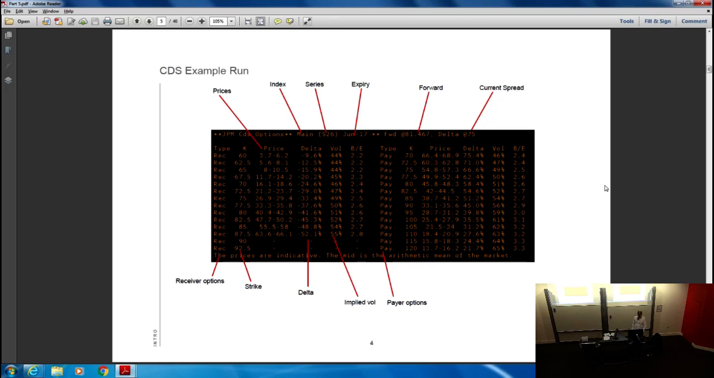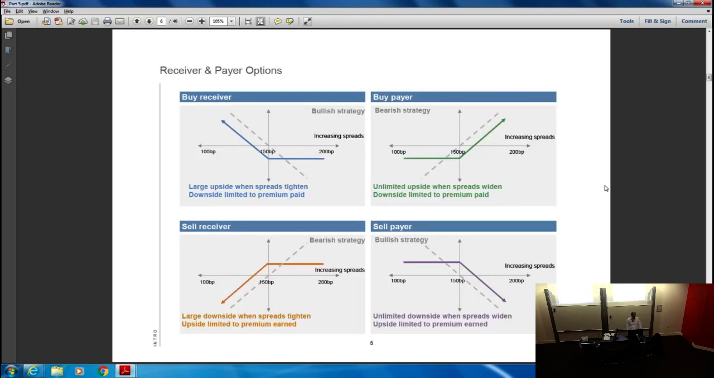Other things on that, so at the top you can see the index, iTraxx Main, you can see the series, you can see the expiry date, you can see the forward, and you can see the current spread, which is what we call the delta or the spot. And again, we'll talk through those as we go through this.